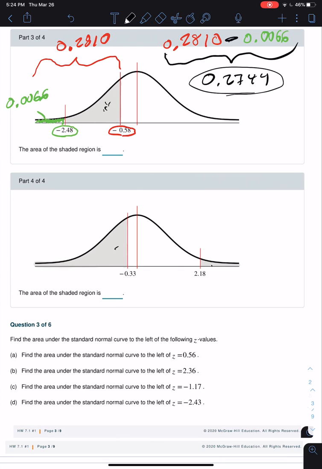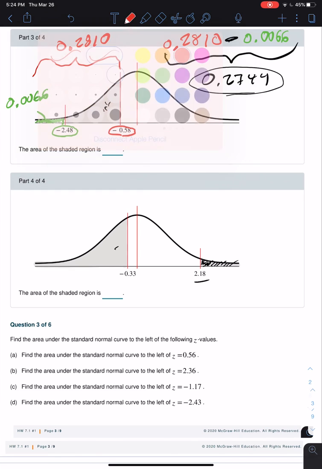The hard one is definitely going to be this shaded region over here because, whoops, I'm not good at this at all. I keep turning this into an eraser. But this is going to be tougher because it's shaded to the right, and our table gives us answers shaded to the left of our z-score. So let's do this one first. It's going to be tougher for sure.